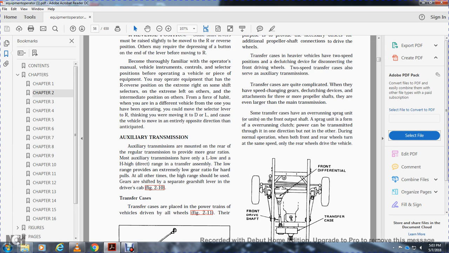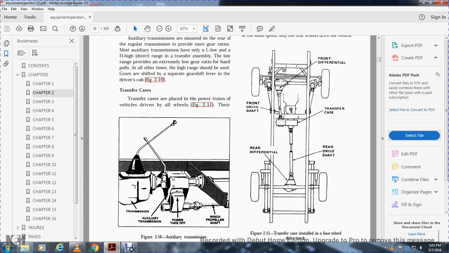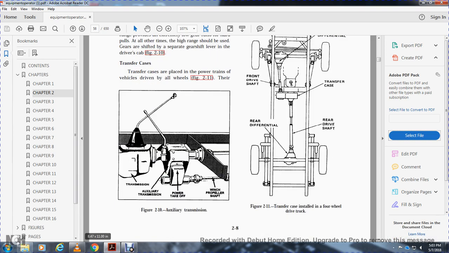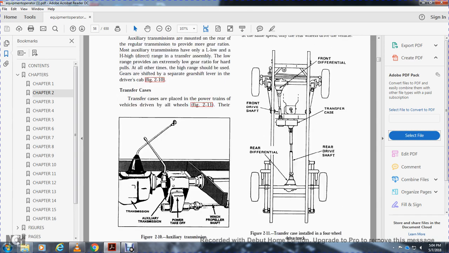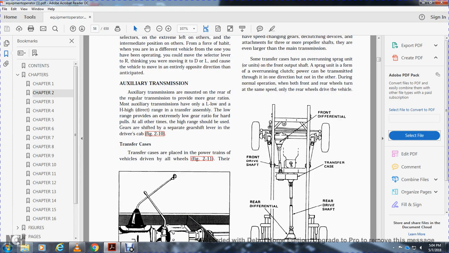Auxiliary transmission. An auxiliary transmission at the rear of the regular traction transmission is provided with more gear ratios. Most auxiliary transmissions move only from a low to a high range. For the transfer assembly, low range is provided with an extreme low gear ratio for hard pulls; the others are high range. The gears are shifted on a separate gear shaft, as shown in Figure 210. Figure 210 shows the auxiliary transmission, power takeoff, and the winch propeller shaft. Transfer cases are played from the powertrain with all wheels driven.